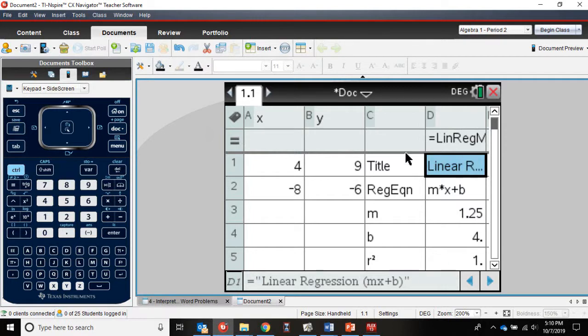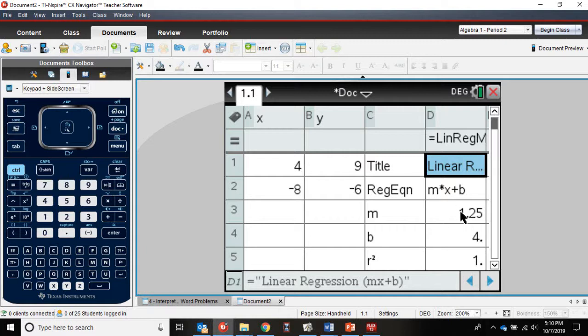And you get a bunch of information over here. But what's really important is that this right here tells you that your m is 1.25 and your b is 4. And so that's your slope and that's your y-intercept, which is labeled on your paper.